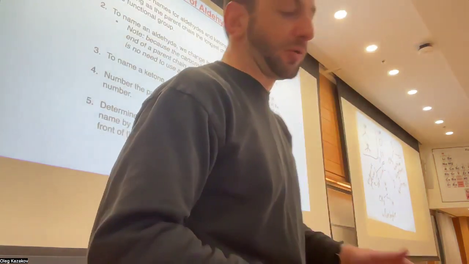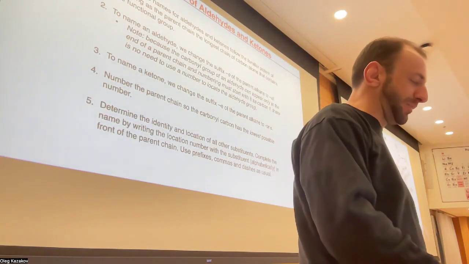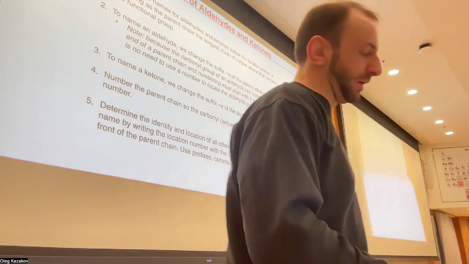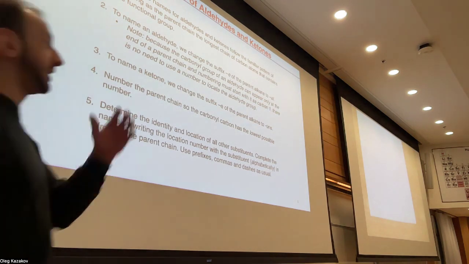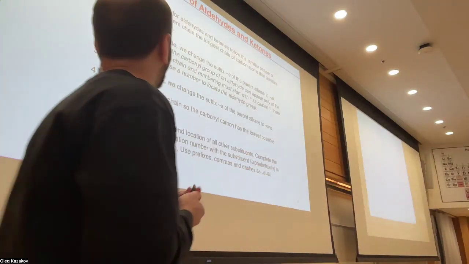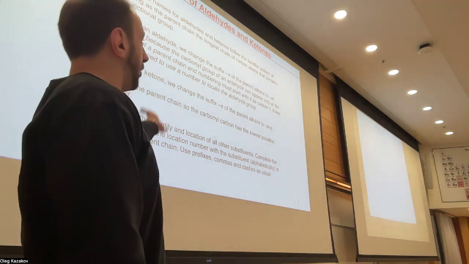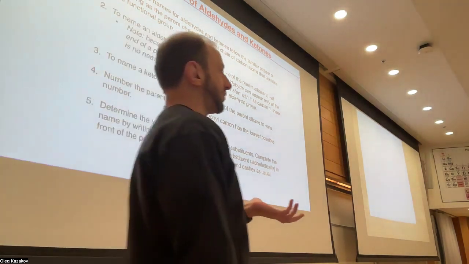So now the naming. These are the rules for how to name aldehydes and ketones. In all cases, we are going to start with the longest chain that will contain the functional group. The root of the name will be based on the parent alkane, as we call it.